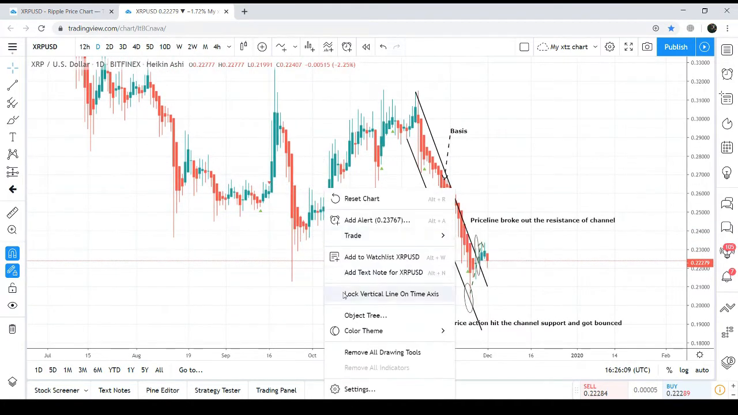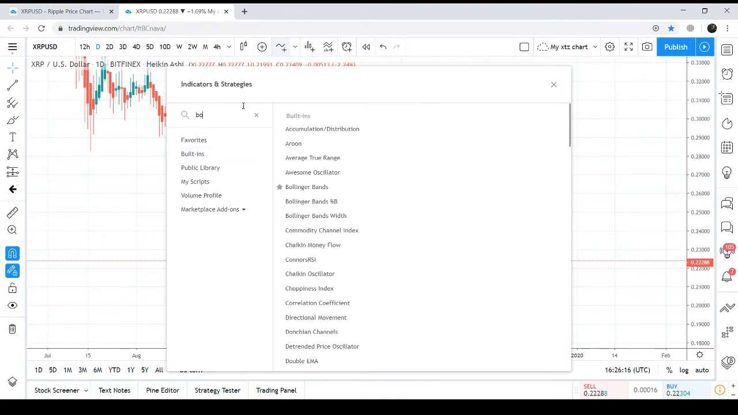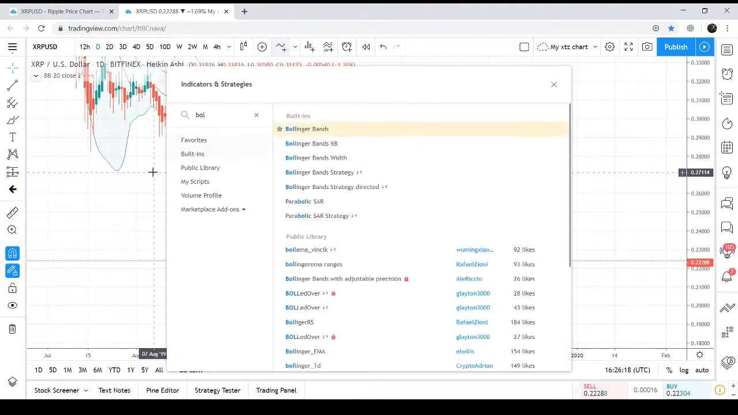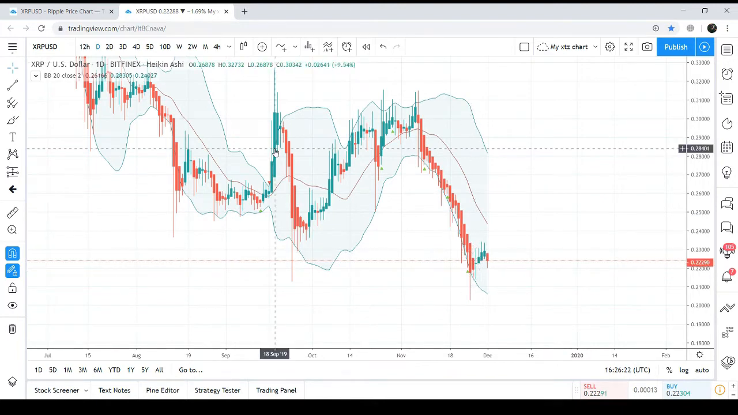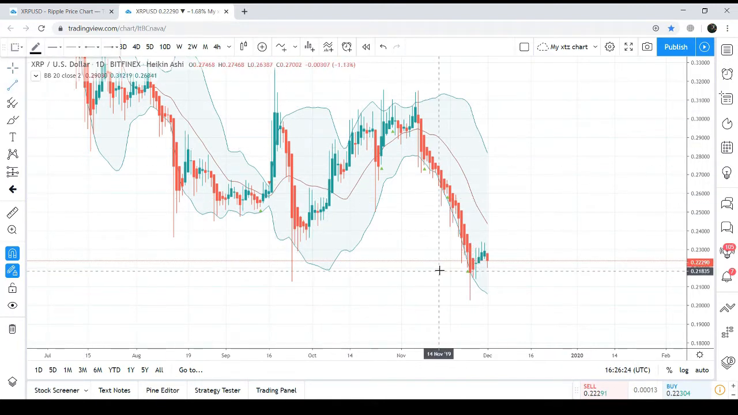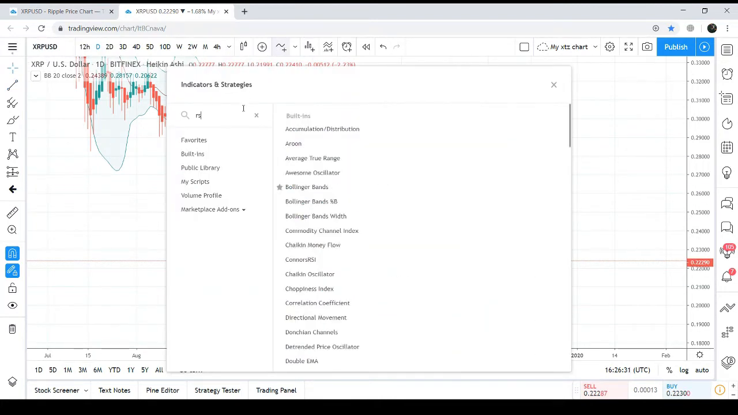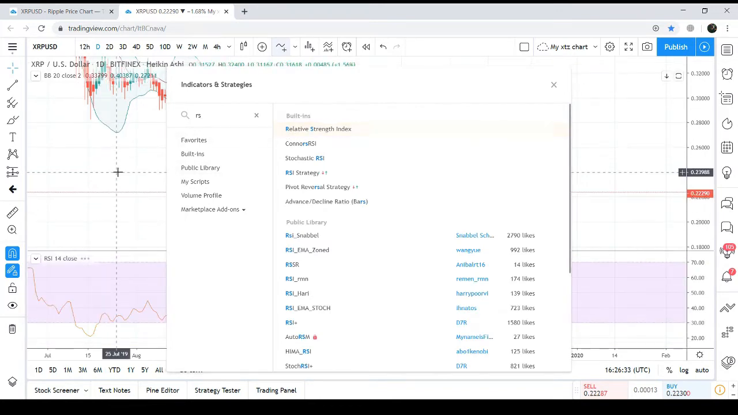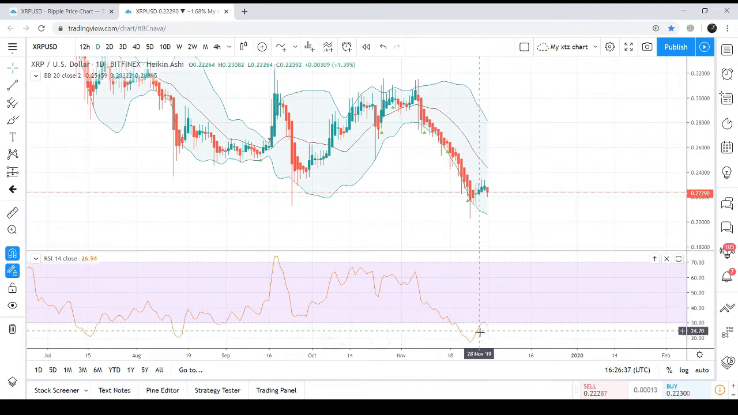Now I'm just going to show you the movement on the day chart. First, if we see the Bollinger Bands, then we can see the price action is bouncing from the support of these Bollinger Bands. And if we place the RSI, then we can see the RSI is already oversold.